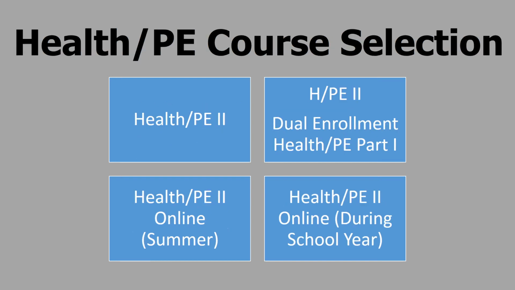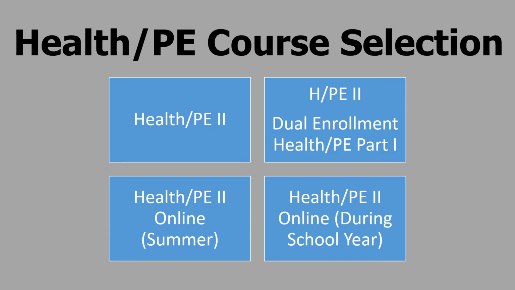Health and PE courses in the 10th grade year finalize the health and PE requirement for the Advanced Studies diploma. So students have to take one of the 4 following choices for their 10th grade PE option: Health and PE 2 during the school year, Health and PE 2 with a component of dual enrollment Health and PE in the spring, Health and PE online in the summer, and Health and PE online during the school year. Those are both the 10th grade options online.